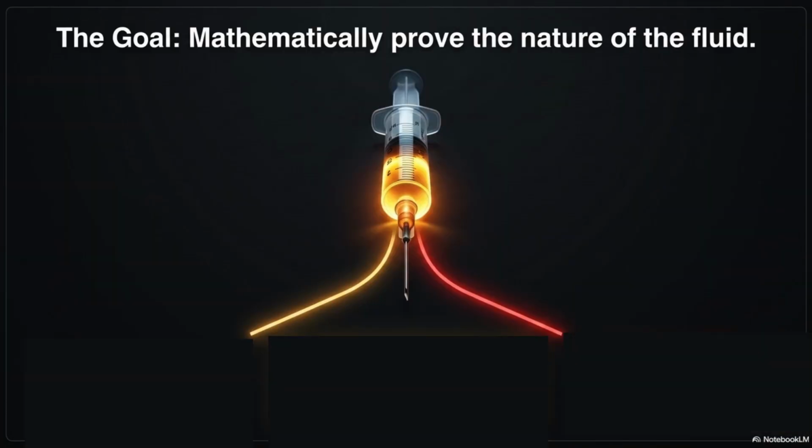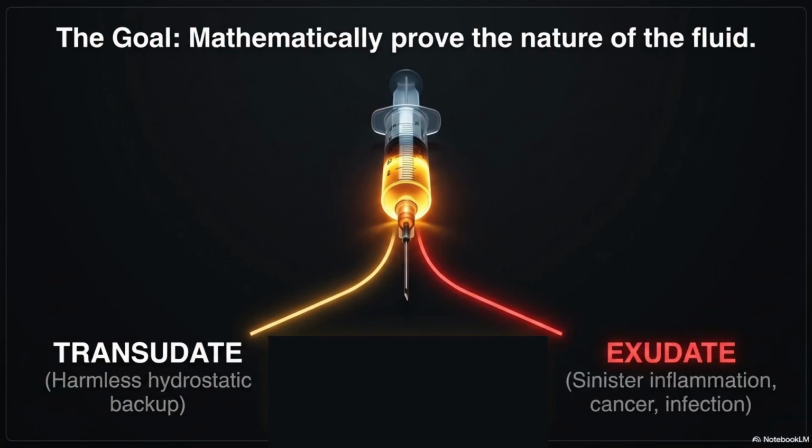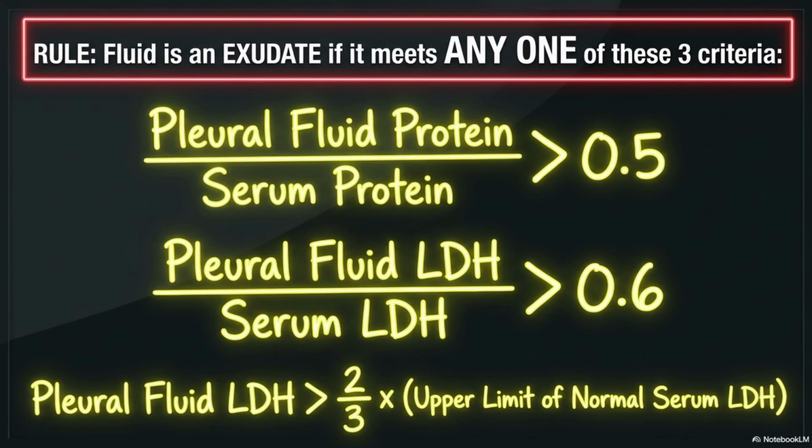Our goal now is to mathematically prove the exact nature of this fluid. Is it a transudate, which represents a relatively harmless hydrostatic backup? Or is it an exudate, pointing towards sinister inflammation, cancer, or an active infection? To answer this, we enter the gold standard of respiratory medicine, Light's criteria. The rule is simple, but absolutely critical. The pleural fluid is classified as an exudate if it meets any one of these 3 specific criteria.